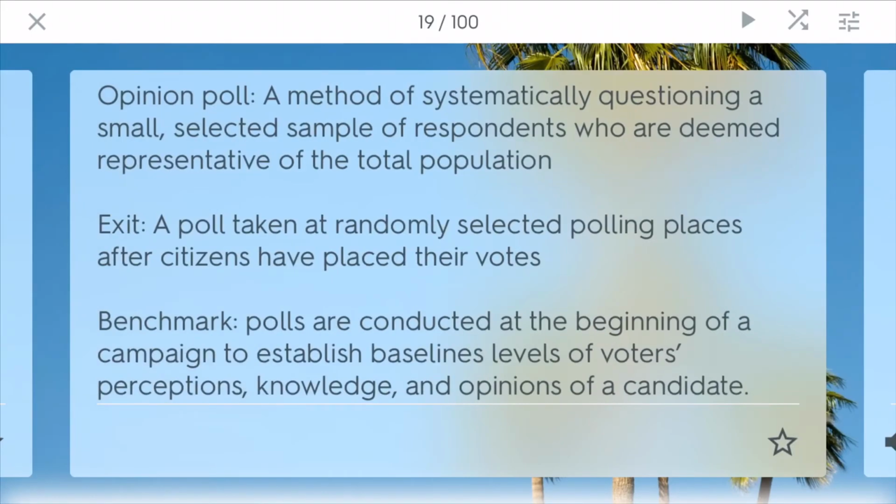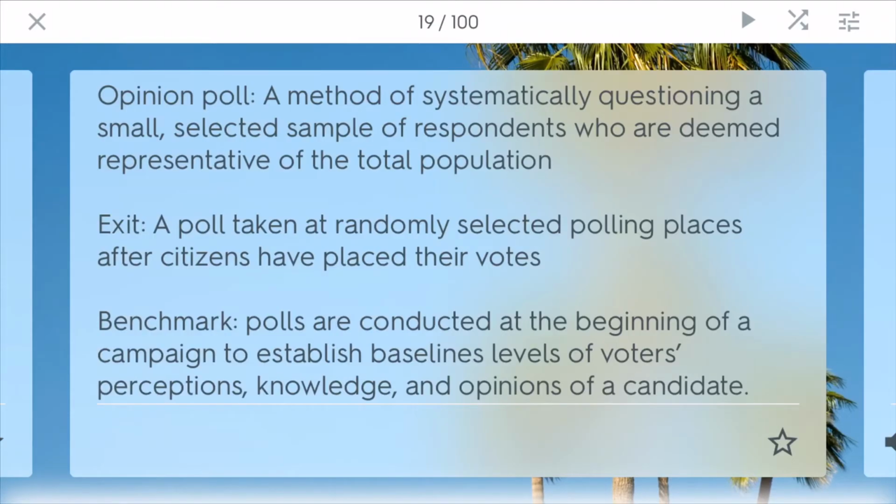Types of polls. There are many different types of polls for elections and primaries. One type is the opinion poll. This is a method of systematically questioning a small selected sample of respondents who are deemed representative of the total population. Groups like Gallup and news organizations use this type of poll to see who is sort of in the lead or who is popular at the time. An exit poll is a poll that is taken at randomly selected polling places after citizens have placed their votes, but sometimes it's not totally accurate, because people might not tell the truth after they have made their decisions.